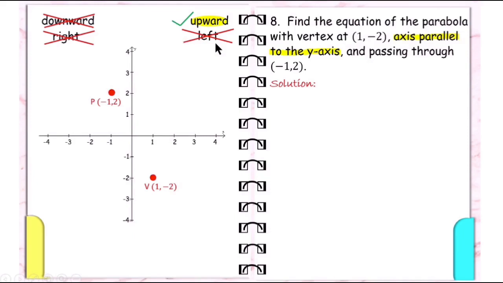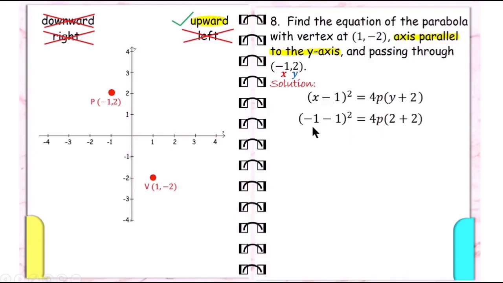And we're going to use the equation x minus h quantity squared equals 4p times y minus k, where h is equal to 1 and k is negative 2. So negative times negative 2 is positive 2. The problem is, we don't have a value of p. Wala tayong focus but meron tayong point, (-1, 2). We can substitute these values into the equation where x is equal to negative 1 and y is equal to 2. Replace x with negative 1 and y with 2.